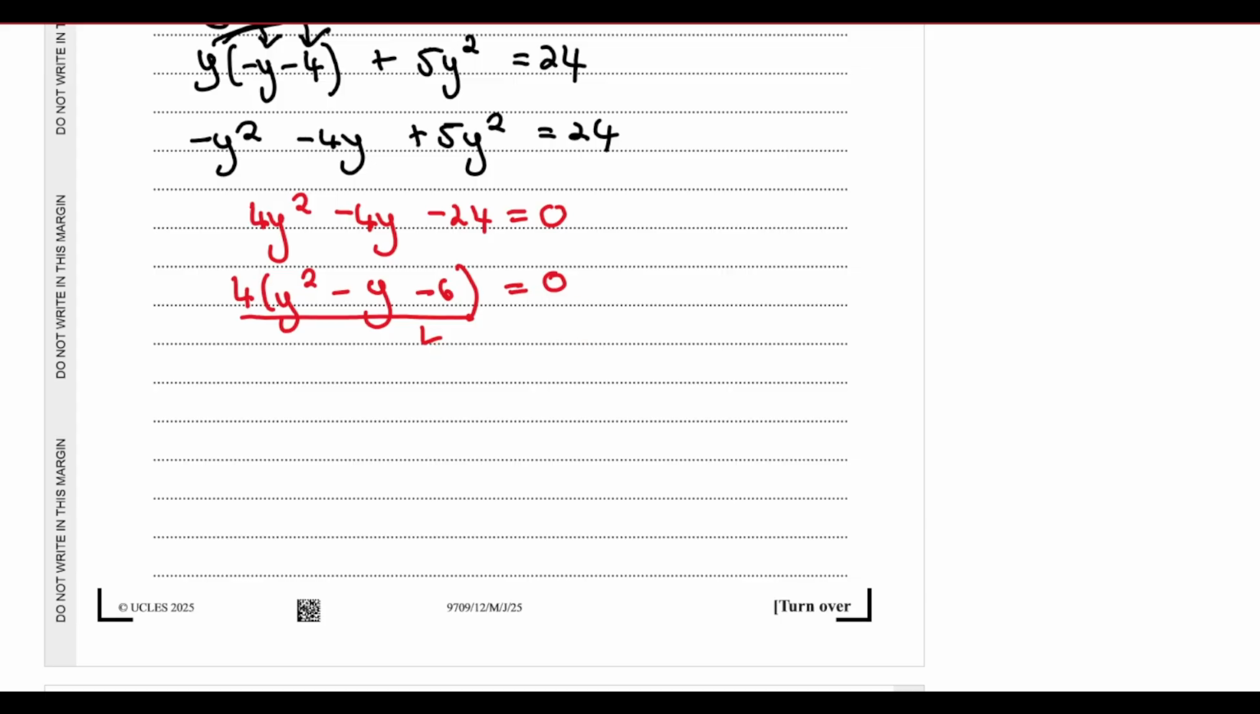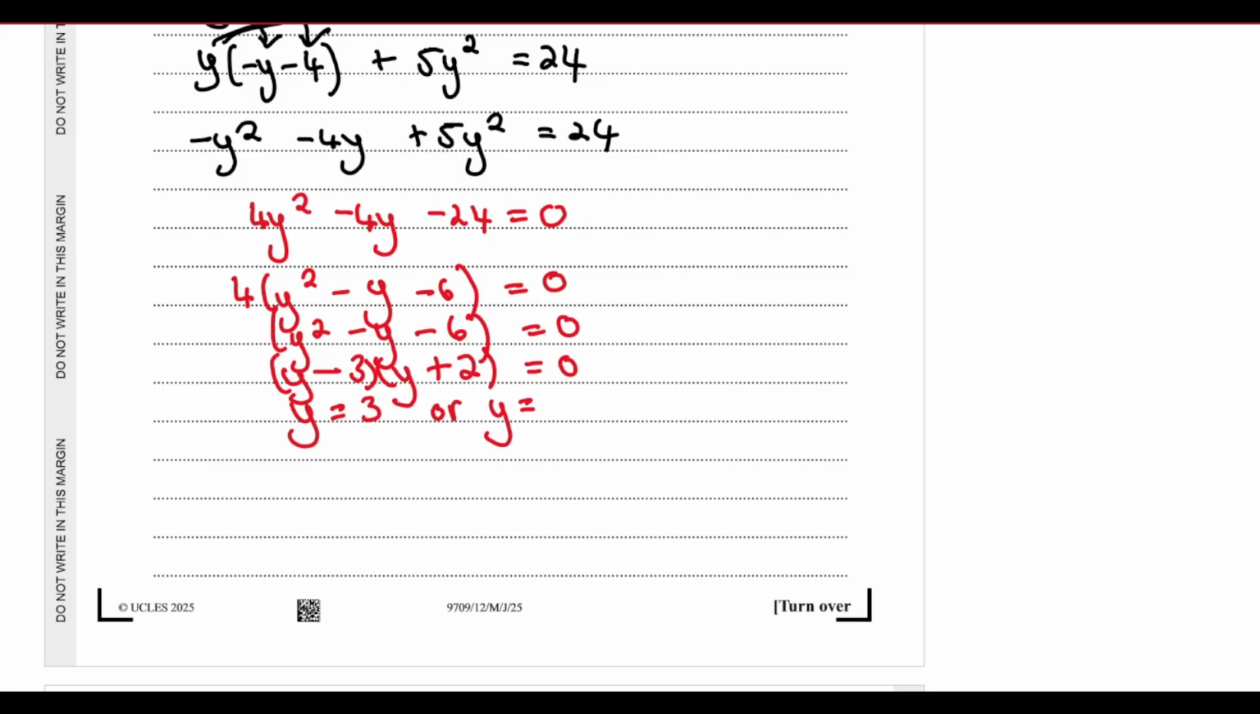All we have left is to factorize this quadratic. That will become y and y. The factors of 6 are 6 and 1, or 3 and 2. We need 3 and 2. So I'm going to write 3, 2, and it's going to be minus 3 plus 2. So y equals 3 or y equals -2.